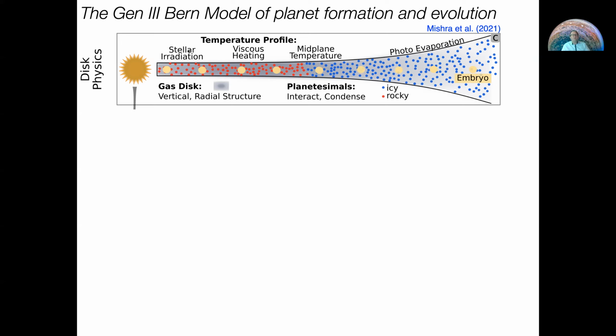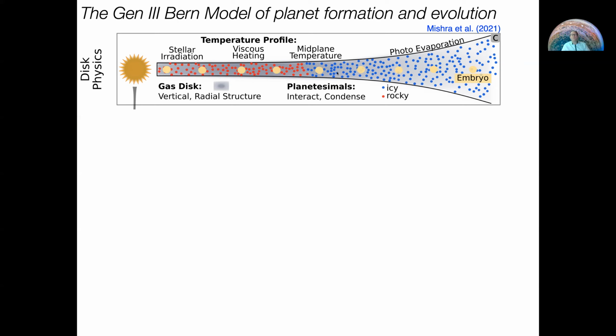There we have processes to get the temperature, like stellar irradiation and viscous heating. This gives us the mid-plane temperature. Further out, the disk can be destroyed or can lose mass via photoevaporation, and it's a viscous accretion disk, so it accretes onto the star. We also have planetesimals inside. They have a certain dynamic state, but they are not individual particles, but represented by a surface density. And there is also a chemical model which gives you the composition, like icy and rocky bodies.